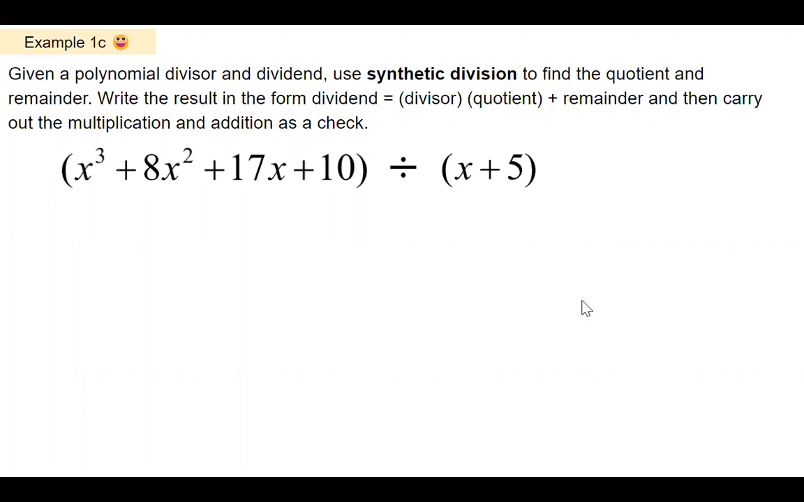X to the power of 3 plus 8x squared plus 17x plus 10 divided by x plus 5. Let's go ahead and see if x plus 5 is a factor or not, and we'll go ahead and discover. So do you guys want to solve this one on your own? Okay, go ahead and try this one on your own again.